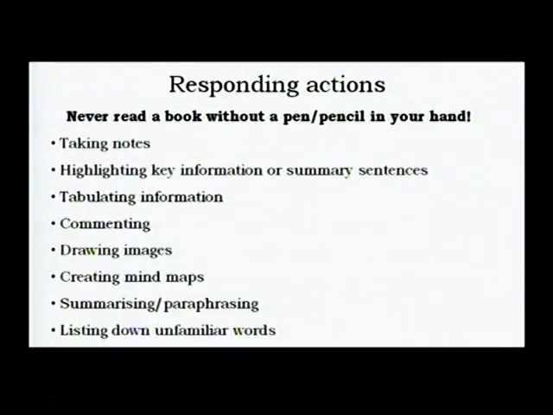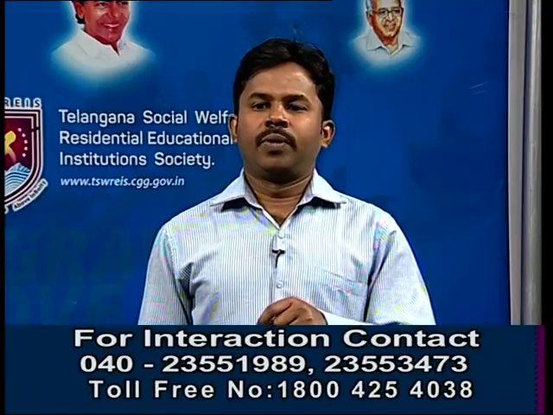The next one is tabulating information. For example, when you have different ideas, for example, a comparison of two things, you can have a tabulation. For example, 3 columns can be maintained. The first column will be meant for the common idea for both qualities, and the second column will be for one thing, and the third column will be for the other.